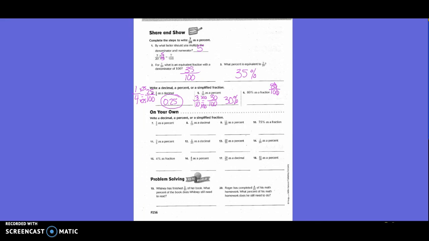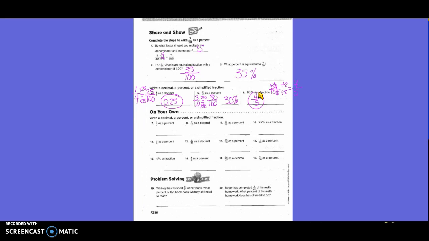So what goes into 8 and 10? 2. So I'm going to divide by 2 on the top. And what I do on the top, I also have to do on the bottom. So what does that give me? What's 8 divided by 2? 4. And then what's 10 divided by 2? 5. So 4/5. Now technically, they wanted a fraction, which you got 80 hundredths, but you all know you have to simplify. You can't just leave it.